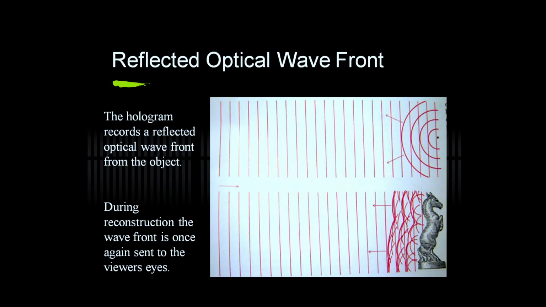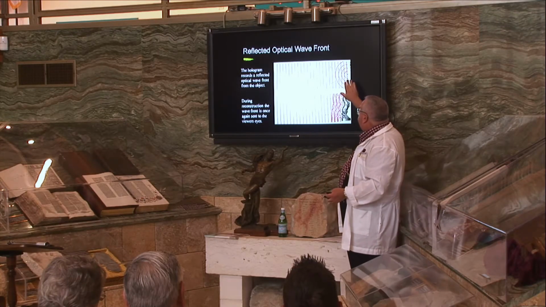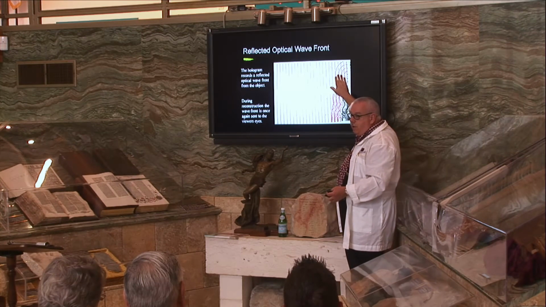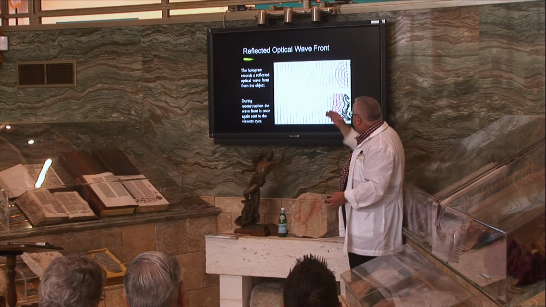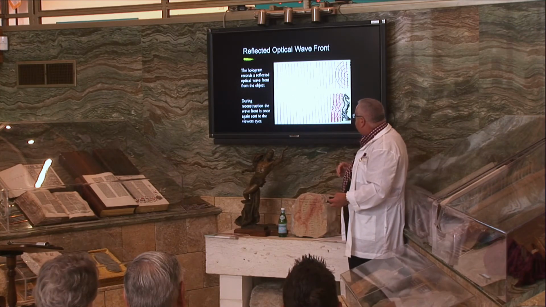And here we have a reflected optical wavefront. We have a little BB up here. We'll call it a BB. I'm not sure what that is. But you can see how uncomplicated that wavefront is that's coming off of that BB. It's just a very uncomplicated wavefront that's being reflected by the laser light.